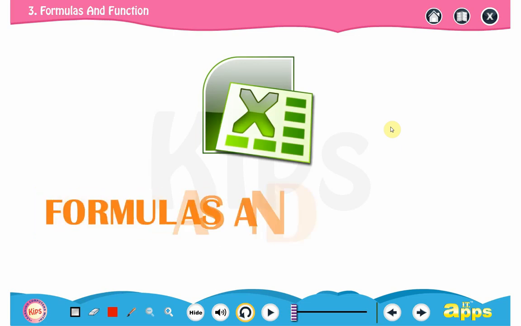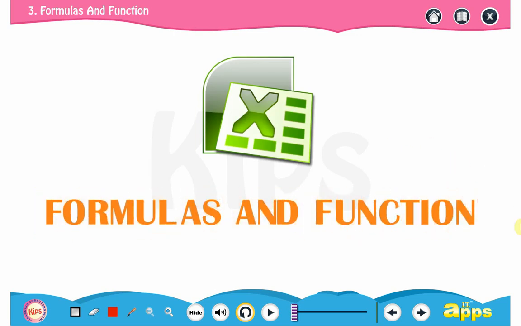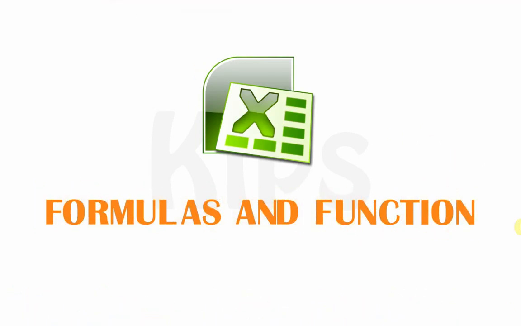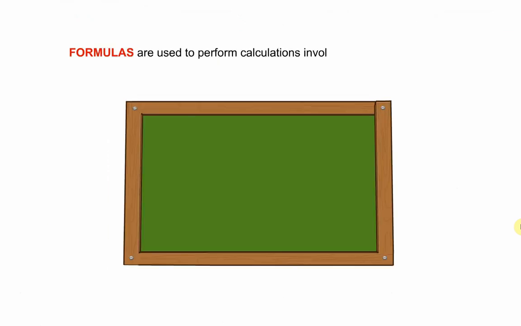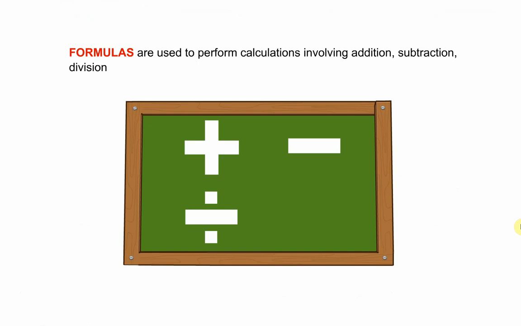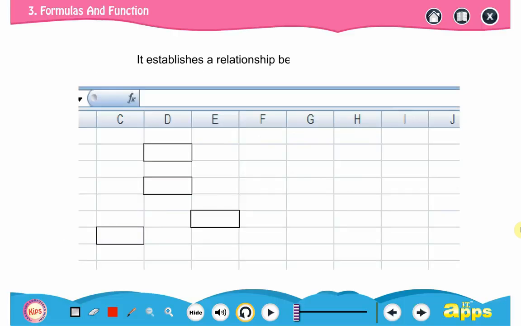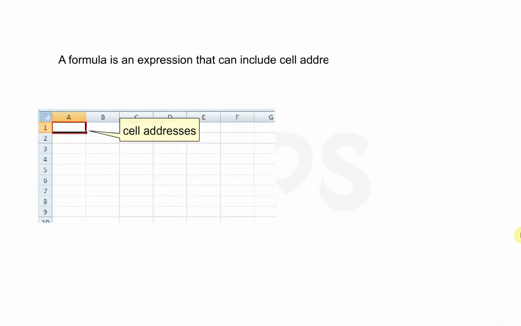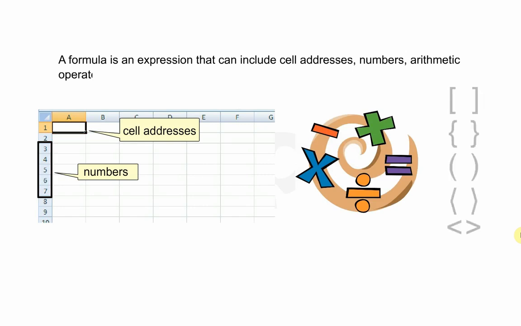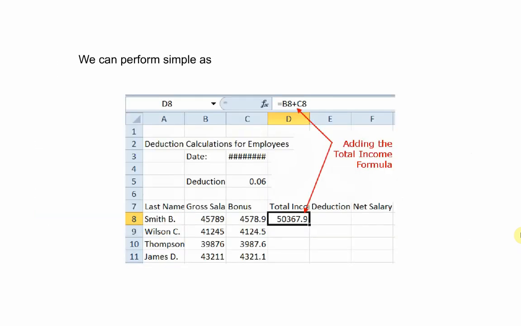Hello students, today we are going to learn about the formulas and functions in MS Excel. Formulas are used to perform calculations involving addition, subtraction, division and multiplication. It establishes a relationship between two or more cells. A formula is an expression that can include cell addresses, numbers, arithmetic operators and parentheses. We can perform simple as well as complex calculations using functions.